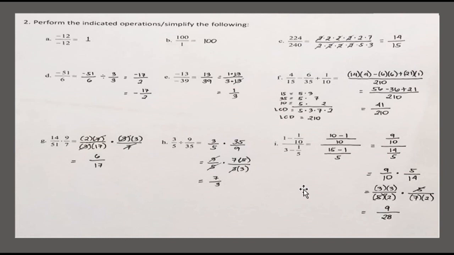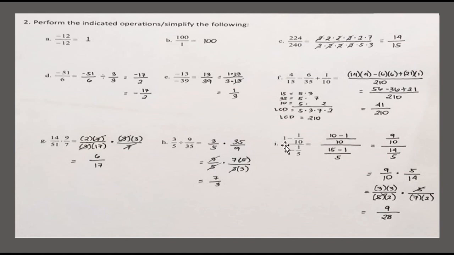Okay, next. I. So, 1 minus 1 over 10 all over 3 minus 1/5. So, where do we start? This is a complex fraction. So, our divisor is 3 minus 1/5. Our dividend is 1 minus 1 over 10. So, we need to get the LCD of each. In our dividend, the LCD is 10.